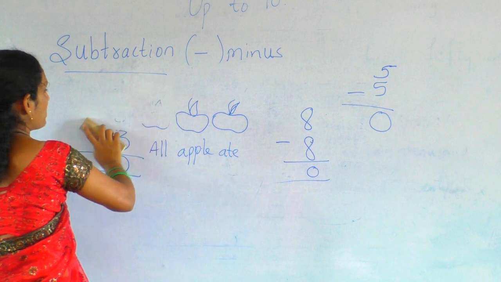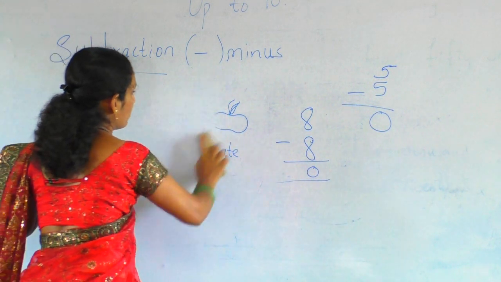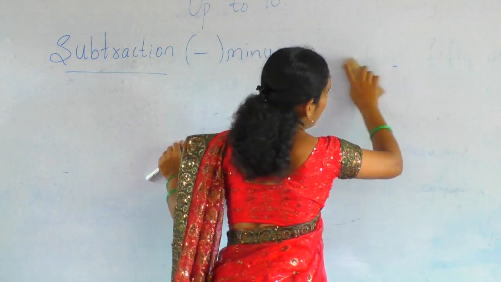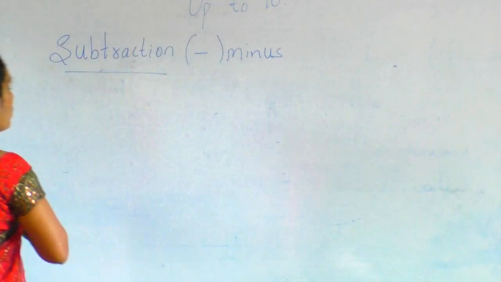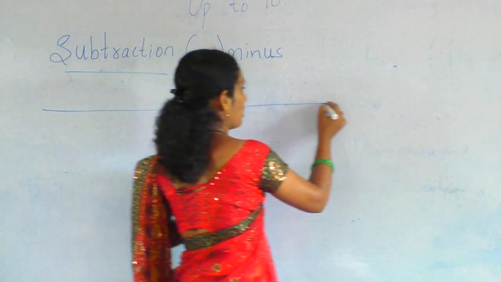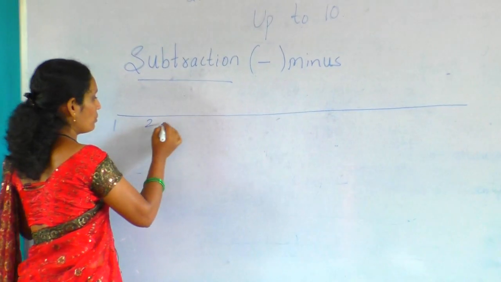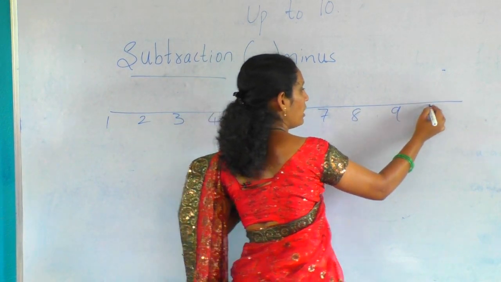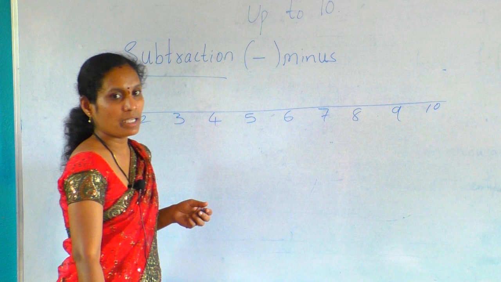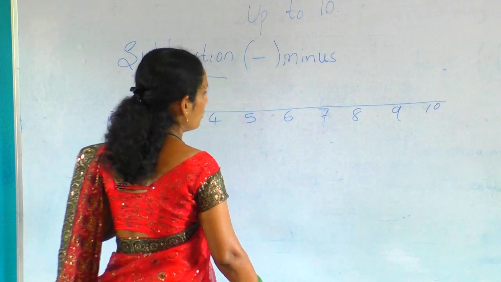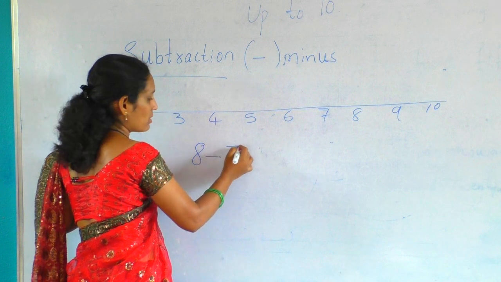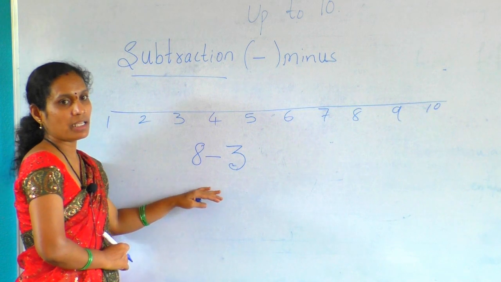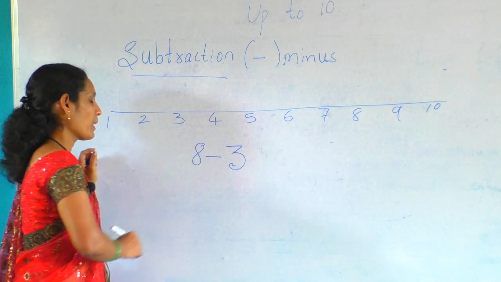Next, we move on to subtracting by a number line. Addition by number line you already know, right? Now, subtracting by a number line. See, 1, 2, 3, 4, 5, 6, 7, 8, 9, 10. Subtracting by a given number. See the first one: 8 minus 3. The given number 8 minus 3 we should do here.